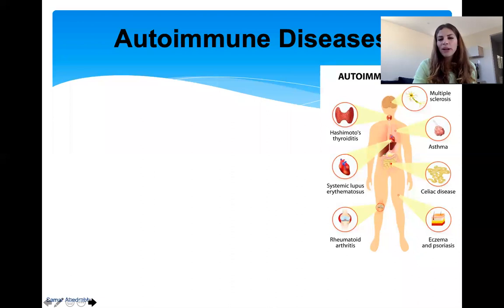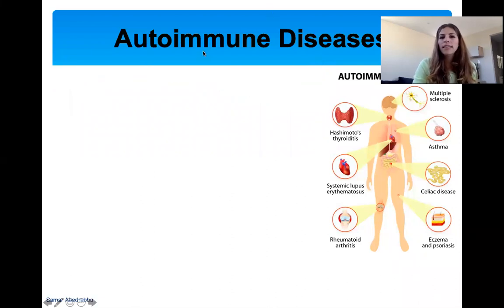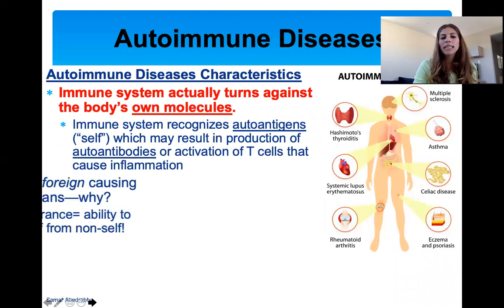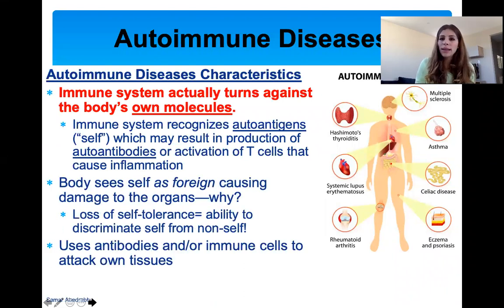Next, we're going to talk about autoimmune diseases. With autoimmune diseases, this is when your immune system starts attacking its own self. That's why it's called autoimmune disease. It's because your body loses the ability to discriminate your cells from foreign cells. So we call this loss of self-tolerance.